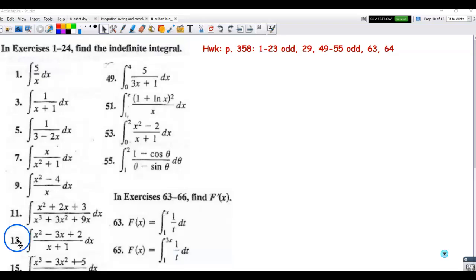As you can see, these are the homework problems from page 358, and the numbers that we're going to look at are on your screen or on the video. The focus of these particular problems in most cases is to anti-differentiate.